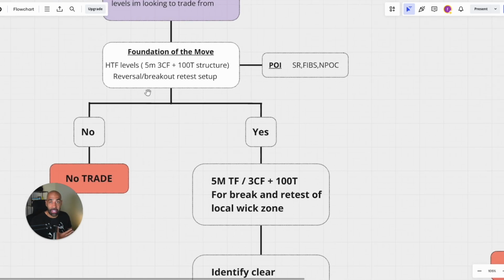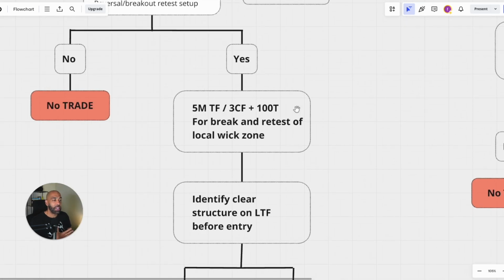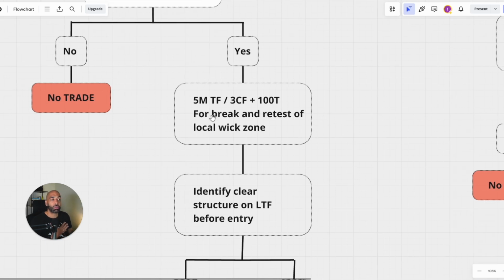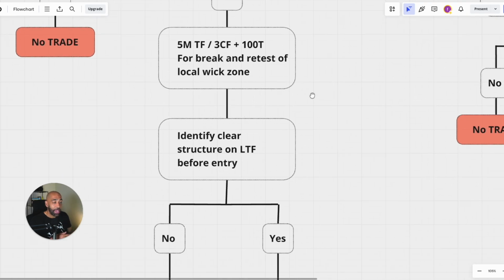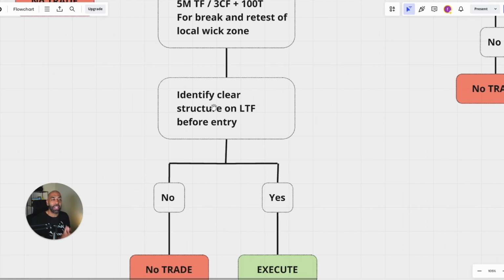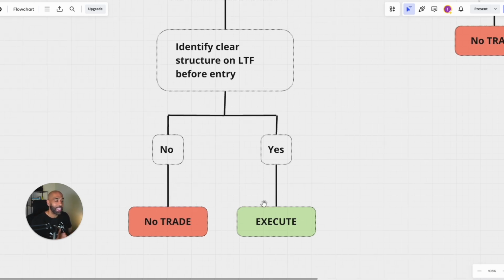If it is a yes, and I have all my criteria from extreme levels, I have my criteria to get in, then I'm looking, again, for confirmations on my 5-minute timeframe. I'm looking for a three-candle formation and a 100 tick chart. I'm looking for a break and a retest with a local wick zone. I'm not going to go into detail with that, but that's normally where price either fails to get below or fails to get above. If I then get that, that's my confirmation. I identify a clear structure on the lower timeframe, which is the 5-minute and the 100 tick chart. That's what I do. If I can identify that, again, no trade, yes, execute.